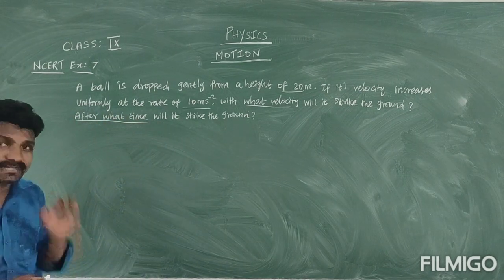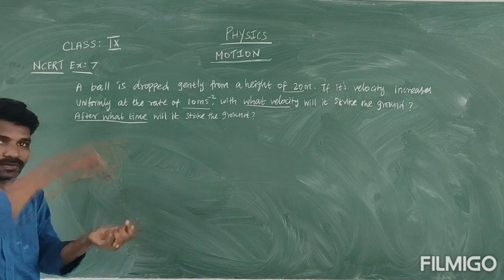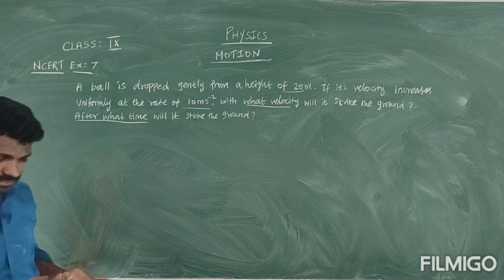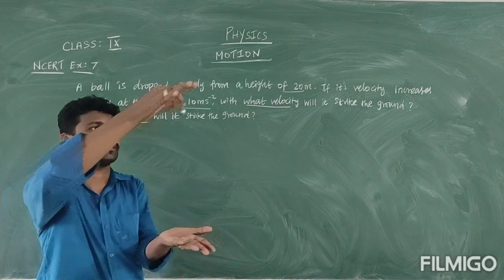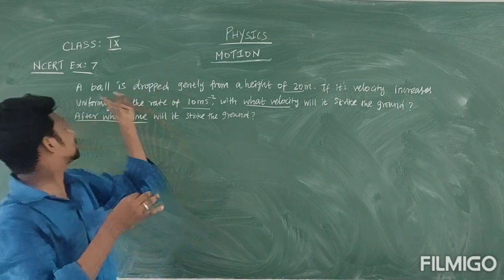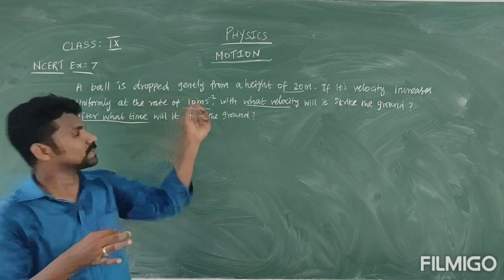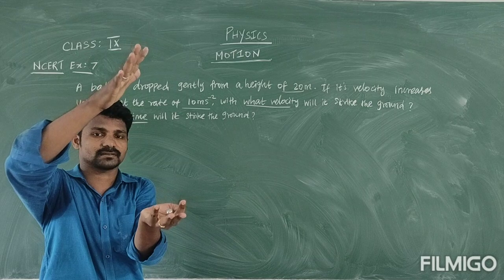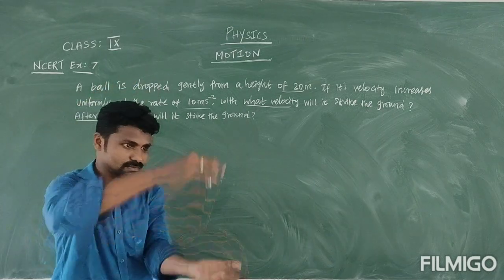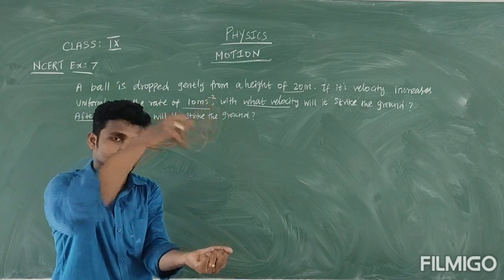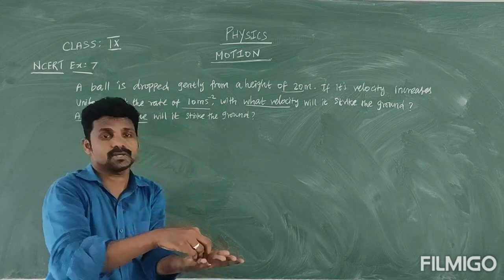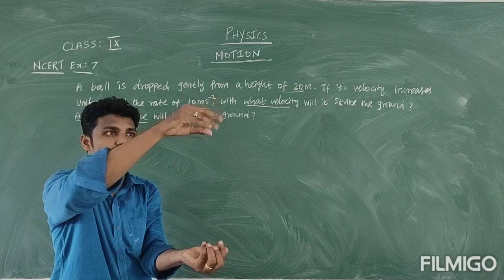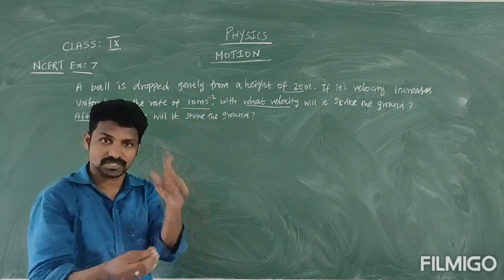So now they are asking the velocity while it is striking the ground, and then the time. Let us imagine one ball. The question says the ball is dropped gently. Just I leave it, that's all. There is no need to give any initial velocity, so in this condition the initial velocity is 0.